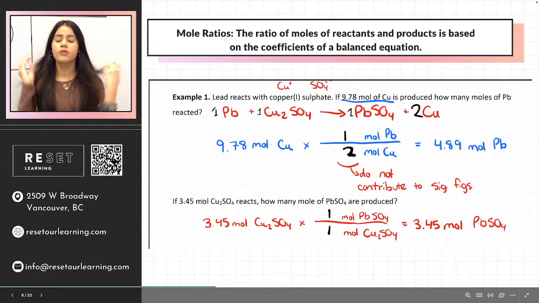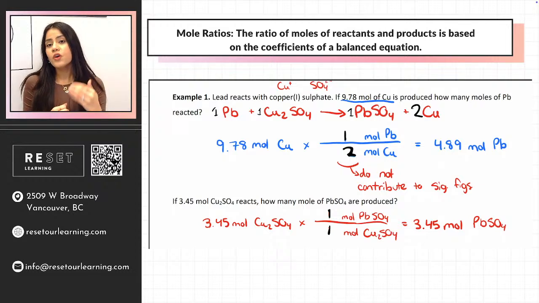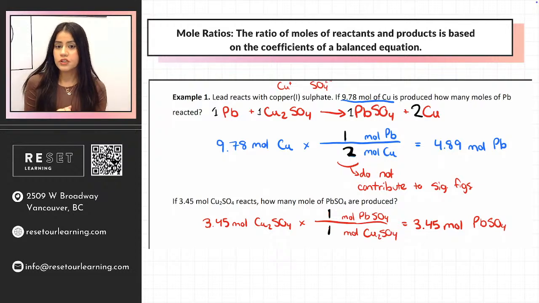All right, so that's how molar mass works and what connection mole and molar mass have. But we also need to figure out mole ratios because we have a chemical equation now. Due to the law of conservation of mass, we need to make sure everything on my reactants and products side is equal. Okay, so what are mole ratios? The ratio of moles of reactants and products is based on the coefficients of a balanced equation.